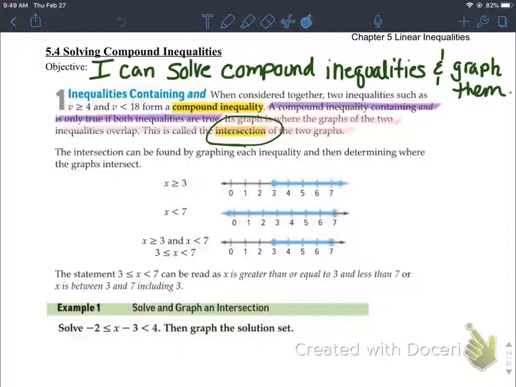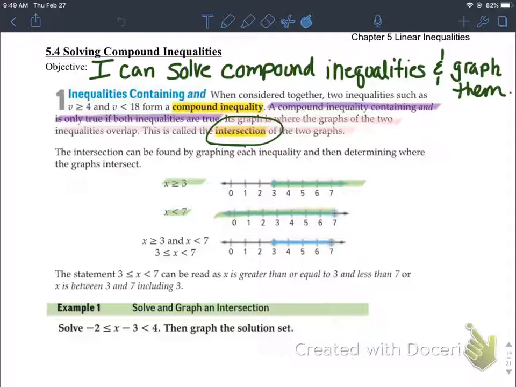So they show us some examples here. If x is greater than or equal to 3, we graph the first one. And if x is less than 7, then they graph this next one as well. And we're looking, where do those two overlap each other? So they overlap between 3 and 7.